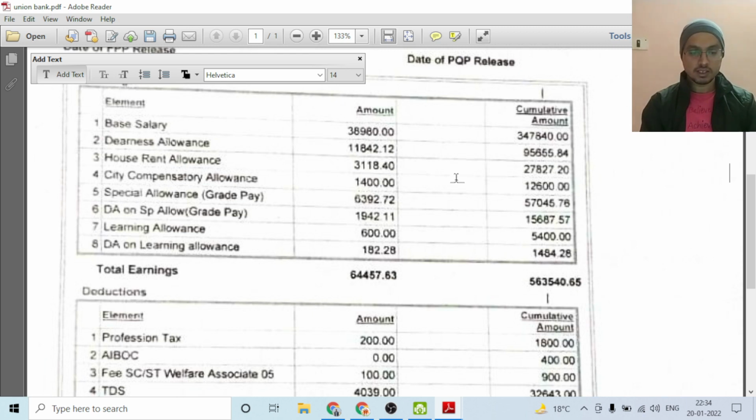Again, on the earning side, he is getting home rent allowance, which means he is staying in his own house. Then a special allowance, DA on special allowance, learning allowance, DA on learning allowance, everything he is getting. His total gross earning is 64,457 rupees. Now let's see the deduction.